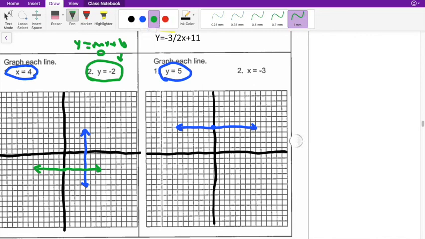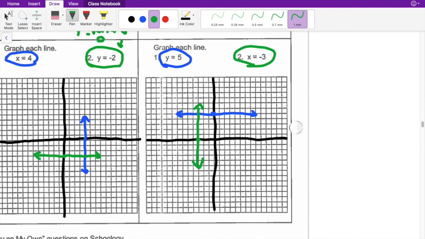Then a second one here, x equals negative 3. Let's go to x equals negative 3: 1, 2, 3. And then make our line as such. It's going to be a vertical line. There you go.